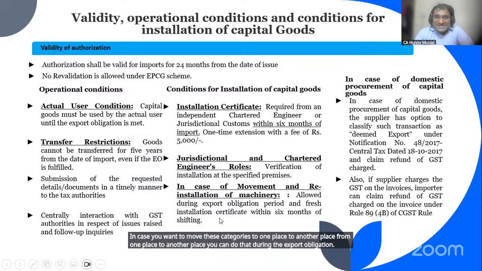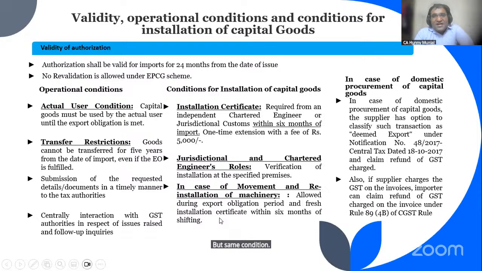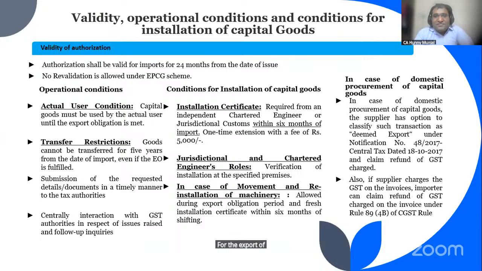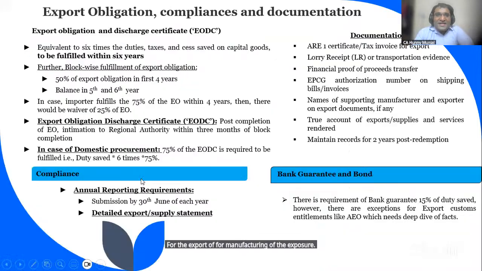But the same condition applies: you have to obtain an installation certificate within 6 months of the date of shipping, so that the government is confirmed that indeed these goods are not sold and these capital goods have been used by you for the export or manufacturing of the export goods. I'll take you to the next topic.